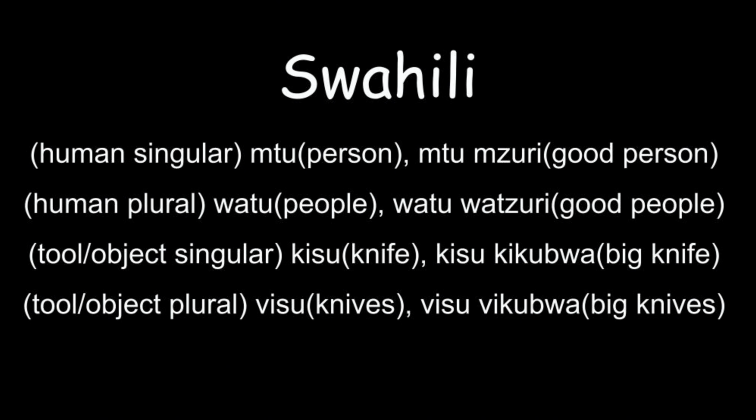In this example, the first set of words means good person, while the second set of words means good people. As you can see, both the beginning of the noun and the adjective change depending on if they are plural or singular. The third set of words means big knife, while the fourth set of words means big knives. As you can see, these new noun classes change the beginning of the noun and the adjective while still distinguishing between plural and singular.